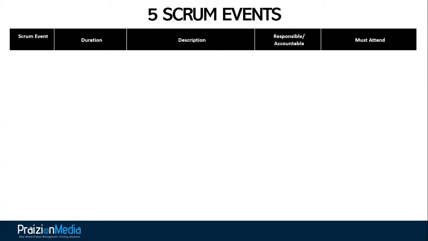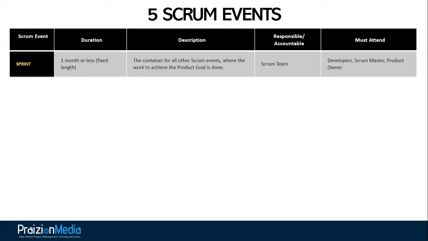Let's go to the very first one. It's the sprint. The sprint is 1 month or less. It's a container for all other Scrum events where the work to achieve the product goal is done. The Scrum team is responsible and accountable for this. Developers, the Scrum Master, and the product owner must attend. So when we talk about team autonomy and the team taking responsibility and accountability, this is a great example, right? The sprint is not just one person's affair, it's everyone.